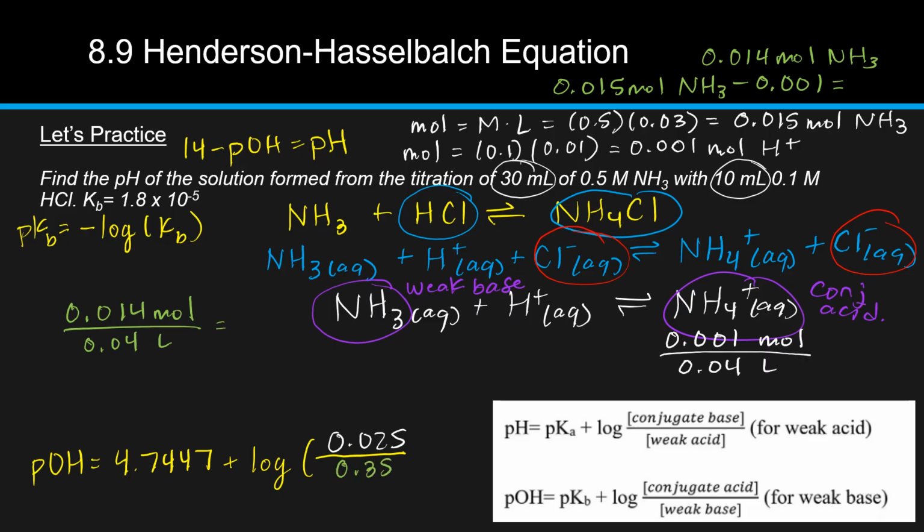So now that I have that information, I can go ahead and solve in the Henderson-Hasselbalch equation for pOH. And I get 3.599 or 3.60. And so now that I have pOH, all I do is subtract that from 14. So 14 minus 3.60 is going to give me a final pH of 10.40.